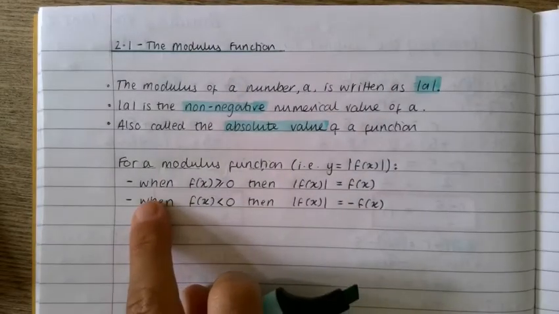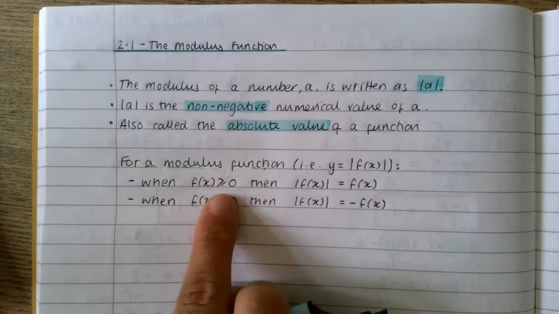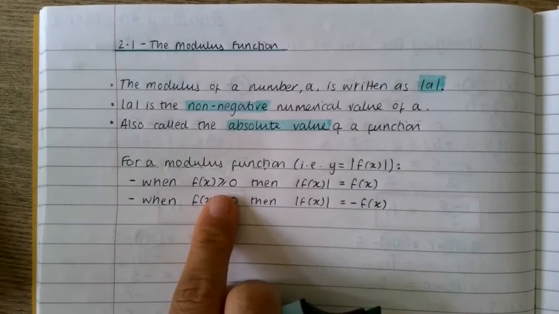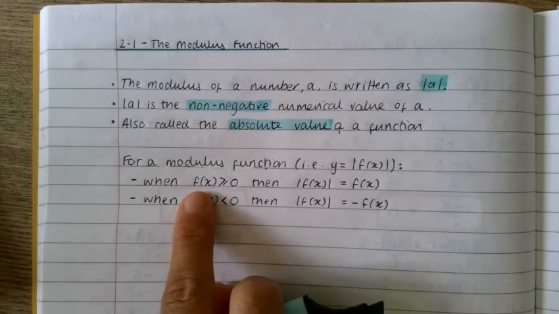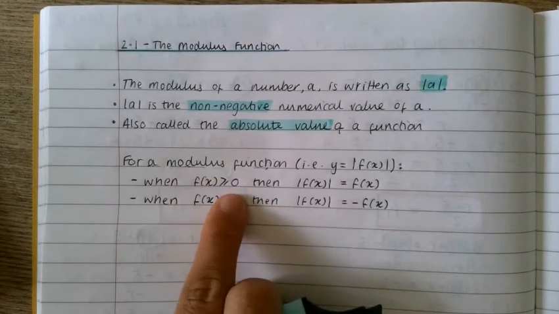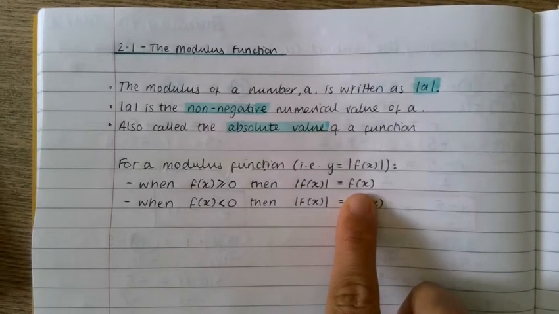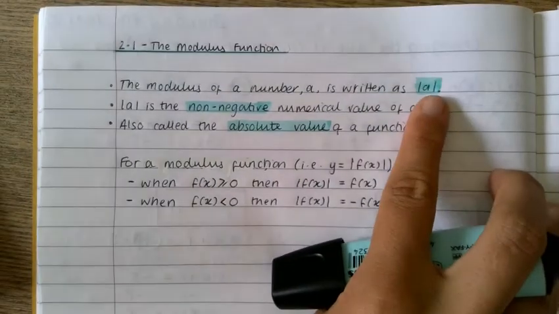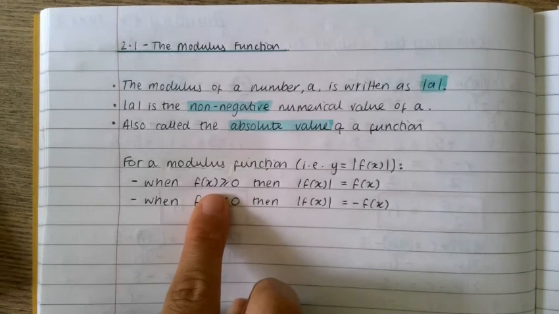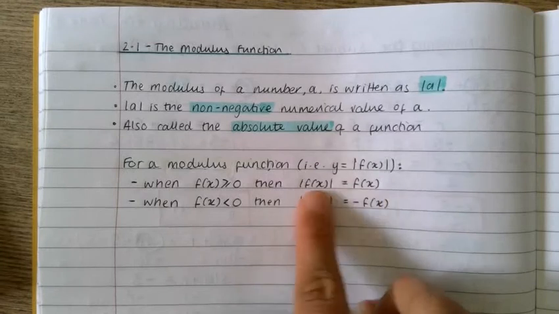This will make more sense when we do the examples, but when that function of x gives a value that's greater than or equal to 0, so if I had 2x plus 3 and I substituted in 200, then it's going to give me a positive value, isn't it? It's going to give me 403. So when that function gives you a value of 0 or more, then the modulus of that function is just equal to the function. Because remember, the modulus is just the non-negative value of that thing. So the modulus is just equal to the function itself.